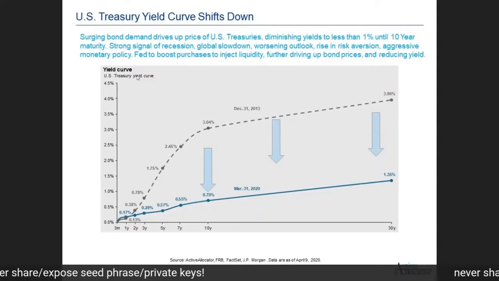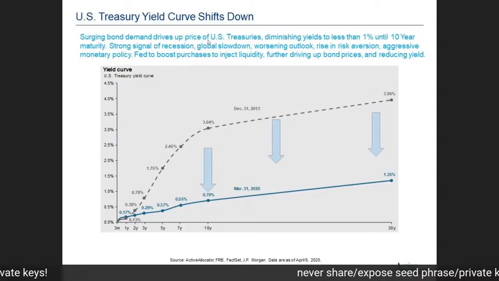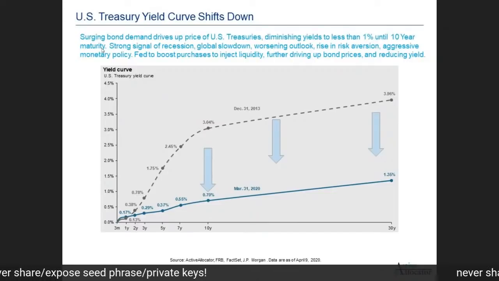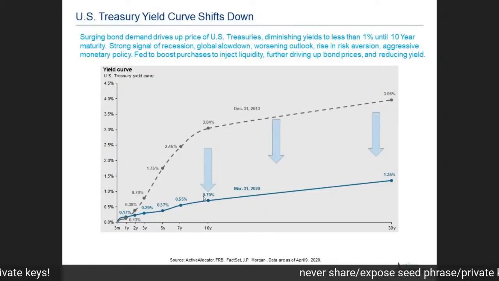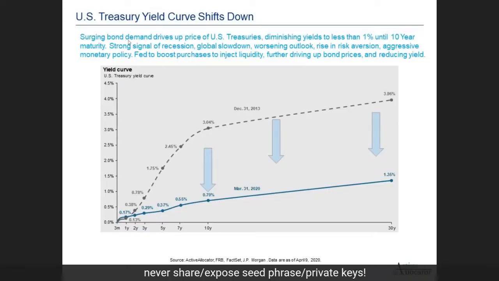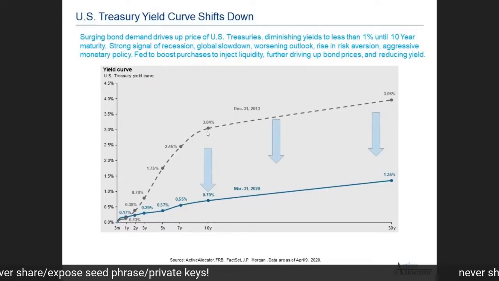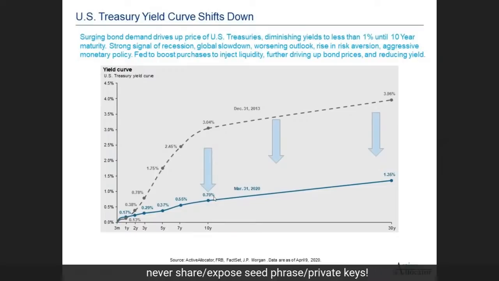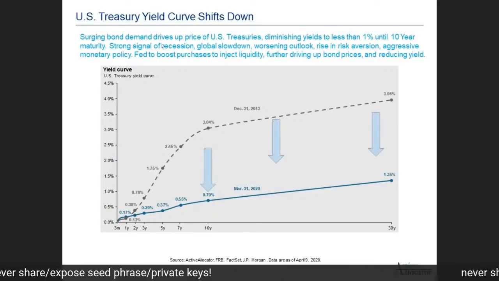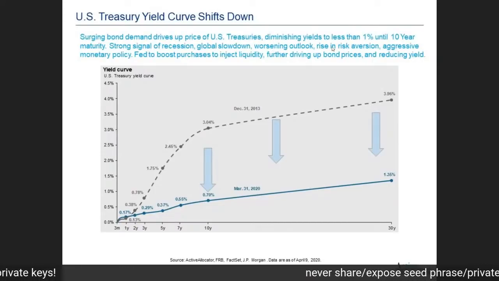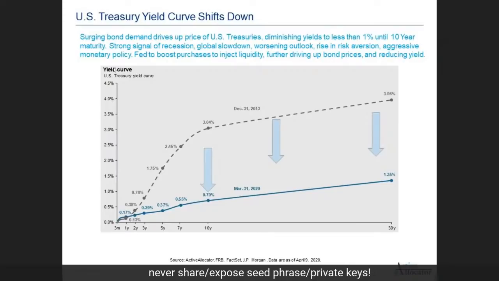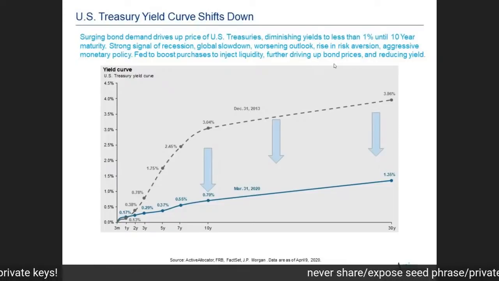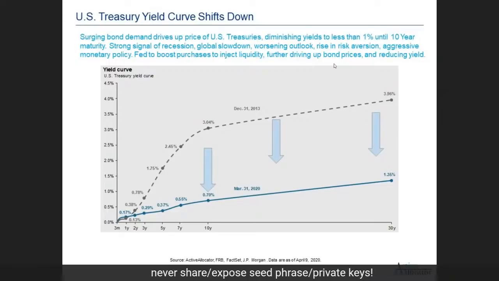So let's read the little caption here. Surging bond demand drives the price of U.S. Treasuries, diminishing yields to less than 1% until 10-year maturity. So essentially, this is saying that over the past 6 years, demand for U.S. Treasuries has driven the yield curve to sub 1% levels out to the 10-year mark. That's what that just said. So, strong signal of recession, global slowdown, worsening outlook, rise in risk aversion, aggressive monetary policy. Fed to boost purchases to inject liquidity further, driving up bond prices and reducing yield. So, all right, that was a whole lot to say a whole little.